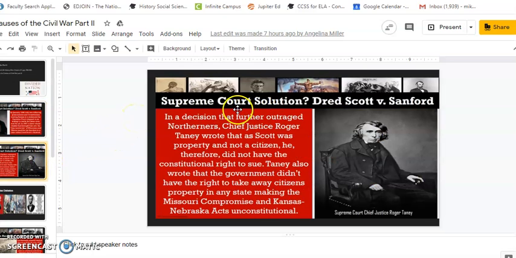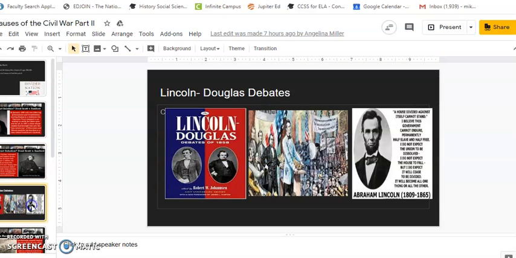Well, this was more about the Supreme Court's decision on Dred Scott. So you can go ahead and pause that and read a little bit more detail as you're filling out your document.